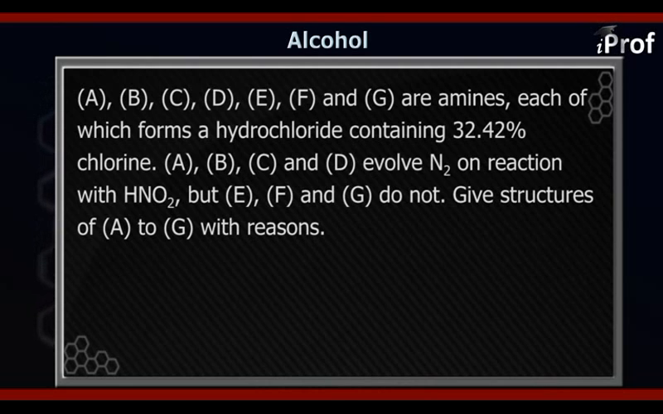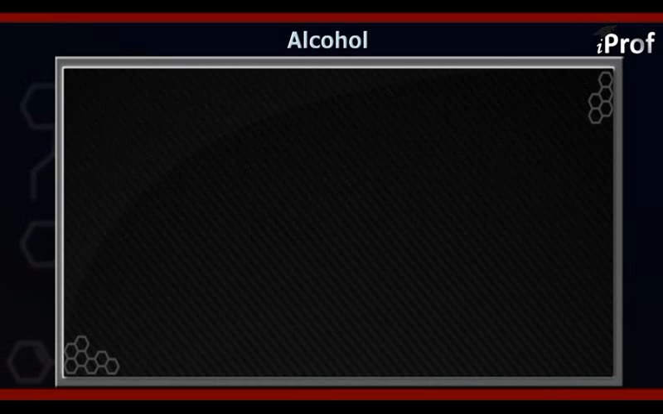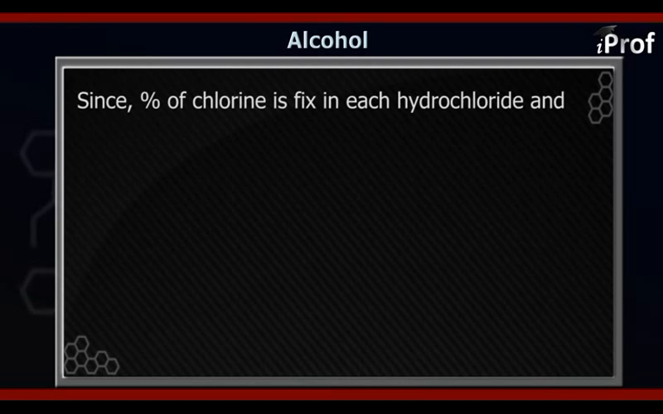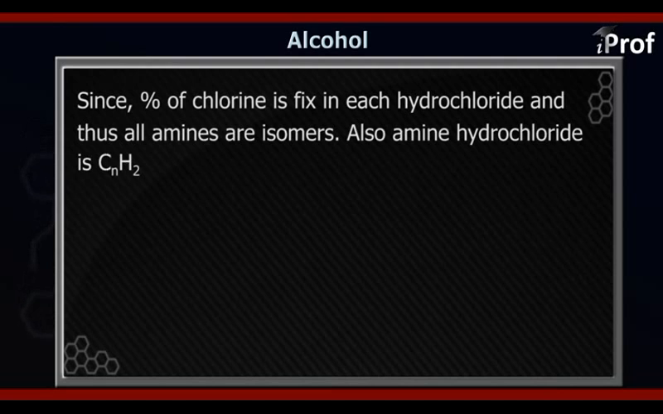Now, there is a point over here which needs to be understood and extracted out: in all the amines, the percentage of chlorine is fixed. That means all the amines are isomers. So another piece of information we have come up with is that all the amines are isomers, and the reason is that the percentage of chlorine is fixed in all the amines, so we have strong reason to say that the amines will be isomers. That means those 7 amines are isomers.